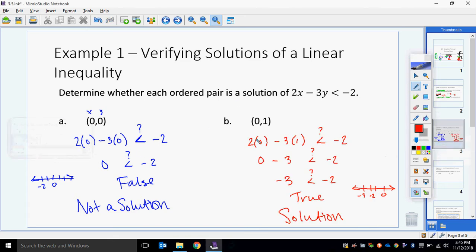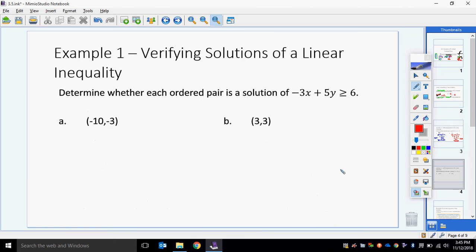Okay, when you plugged in 0 for x and 1 for y, you'd simplify this side to get negative 3. And you're checking to see, is negative 3 less than negative 2? So if you don't know right off the bat, make a visual, make a number line, and see if this is negative 2, negative 3 is behind it, so negative 3 is smaller. So this is a true inequality, so this would be a solution.